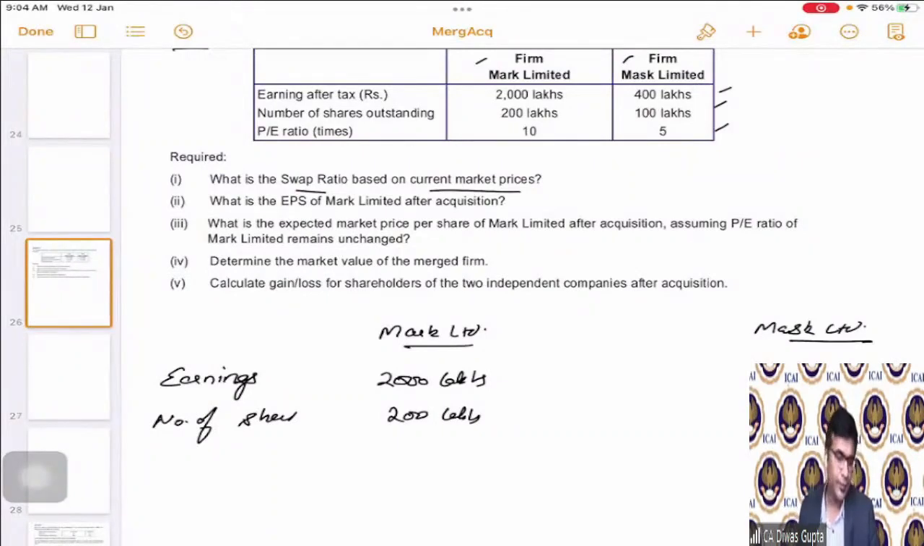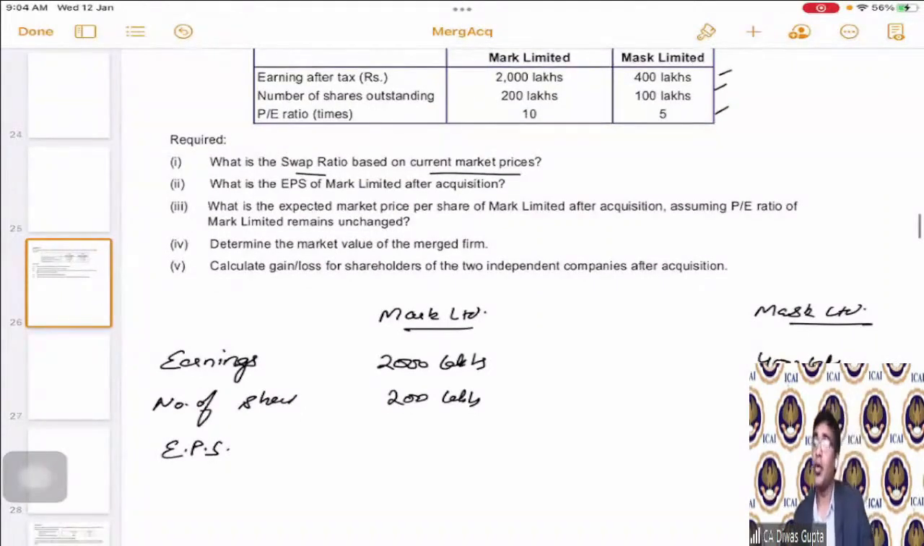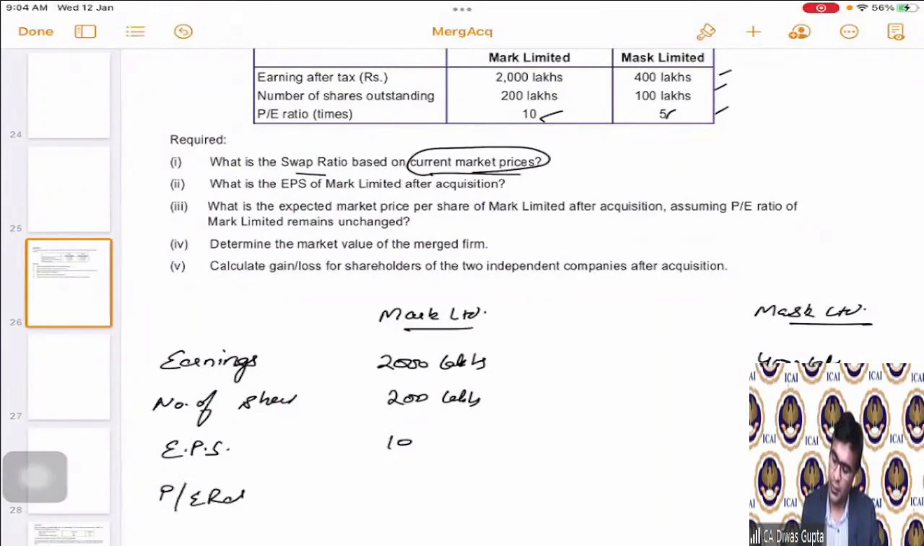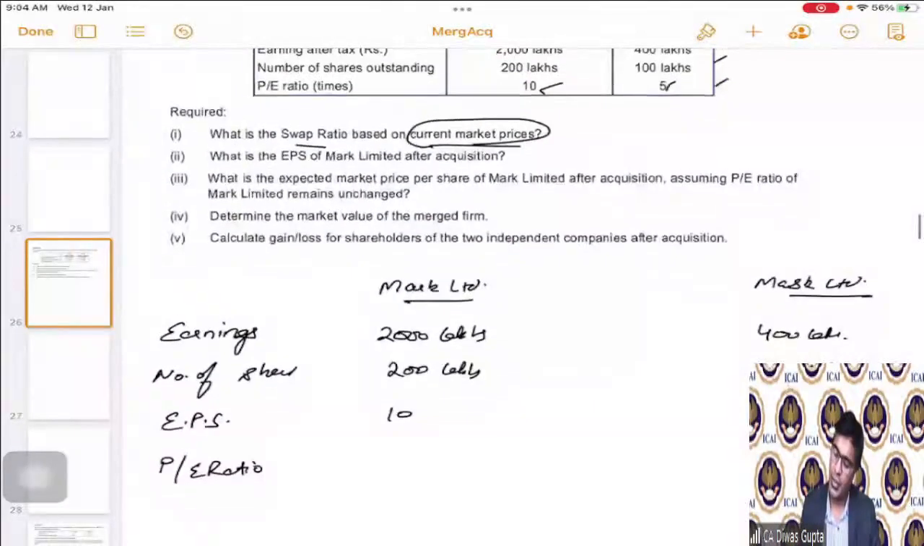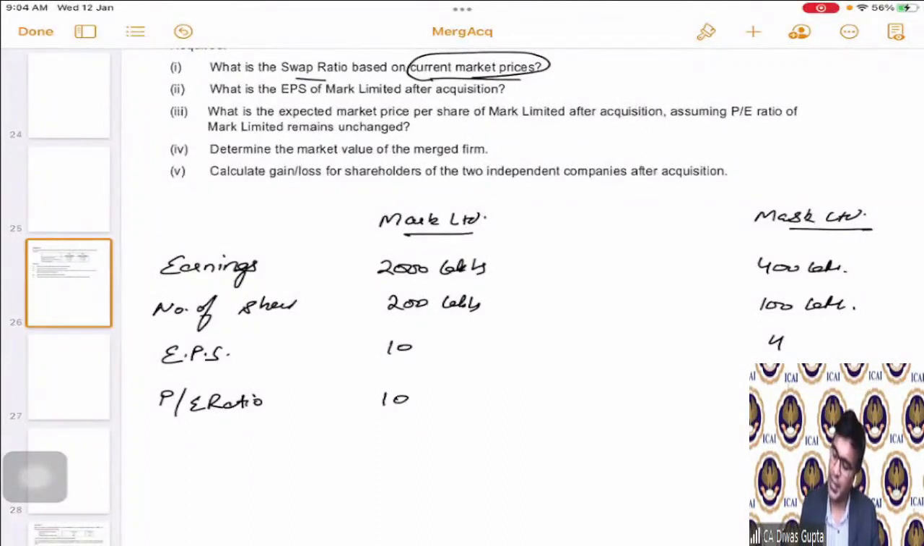and 100 lakhs. Can we say what is the EPS first of all? Because now we have to calculate the market prices, right? For calculating the market prices, we already have the PE ratio, but we need the EPS. If we multiply PE ratio and EPS, we will get the market price. Okay, so the EPS is how much? 2000 divided by 200 is 10. 400 divided by 100 is 4. These are the respective EPS. Now, what is the PE ratio? PE ratio is 10 and 5. That is given in the question.